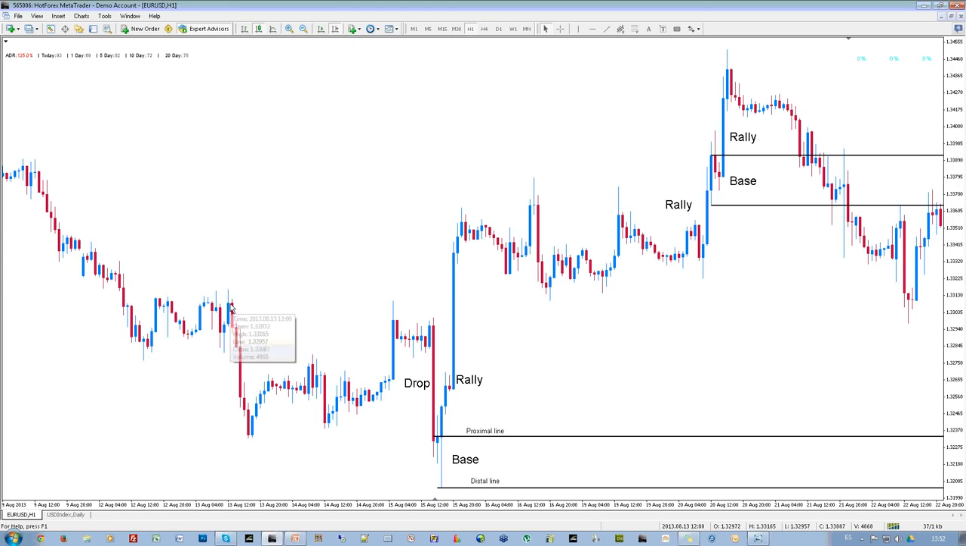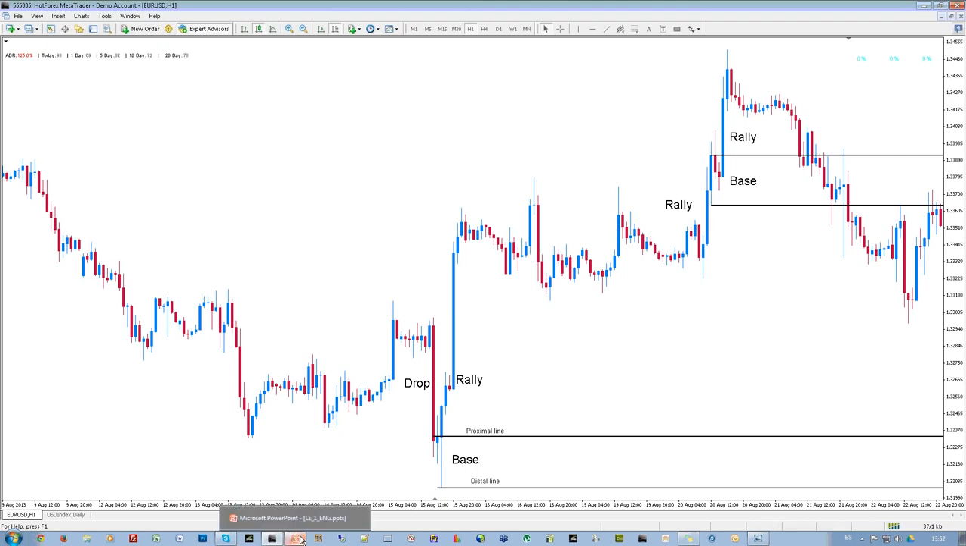For a supply level like this, the first leg is up to the upside, leg up, base, and then drop. This is the first leg, base, and the second leg. This is the first leg, base, and second leg, okay?